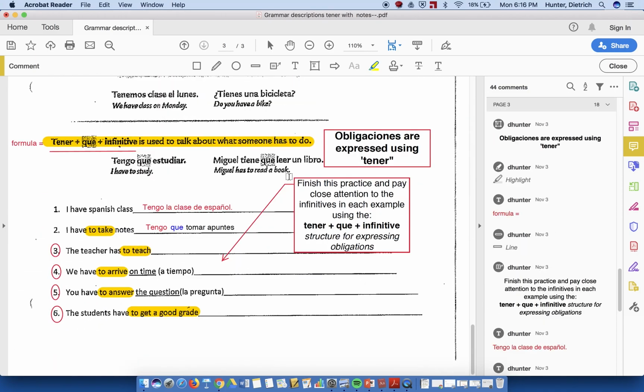We're just going to spend a week on tener, so we want to make sure we go quickly at understanding these 2 essential ways of using tener. Again, make sure you understand that to express obligation, use tener plus que plus infinitive, conjugating only the first word, tener. Buena suerte en esta práctica.